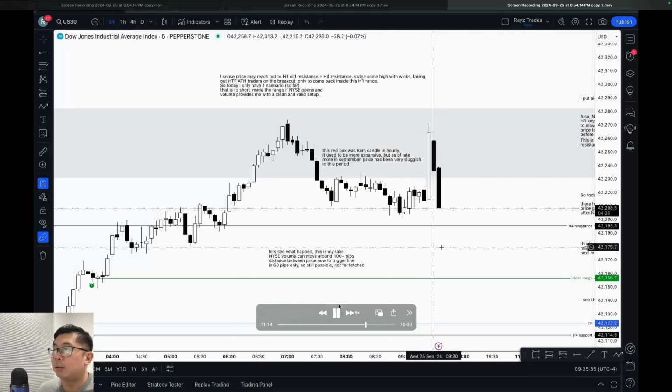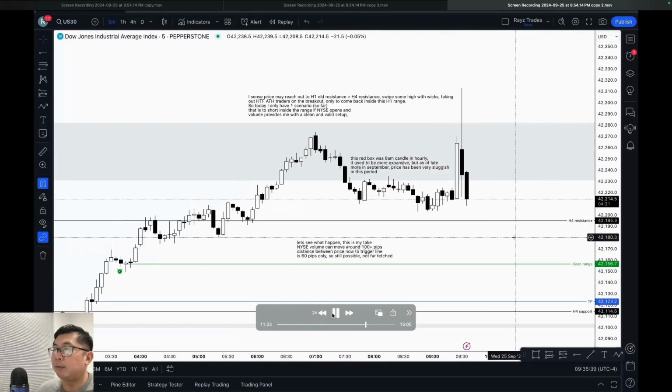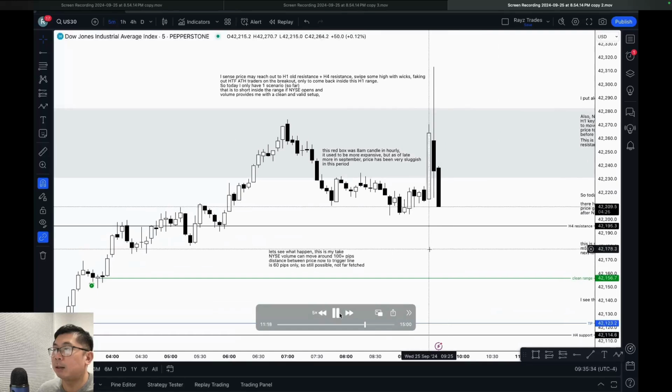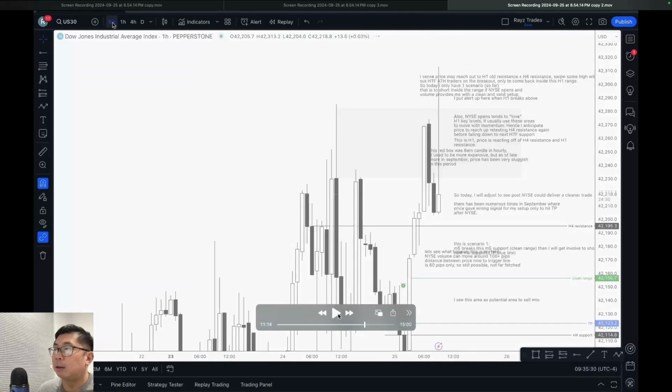Right. So wait, hang on. Let me just rewind that back a little. Okay. So this is the hourly chart, guys. And I was looking at where price is. Okay, there was a clear, strong rejection from the top side, pushing price down.